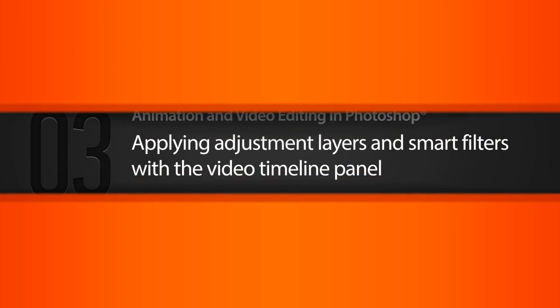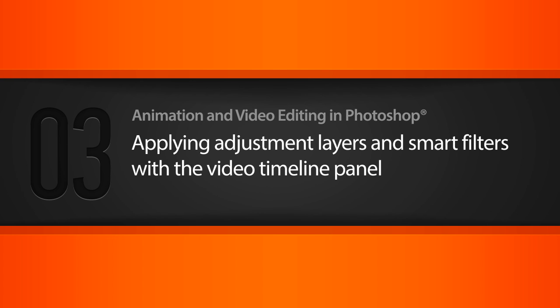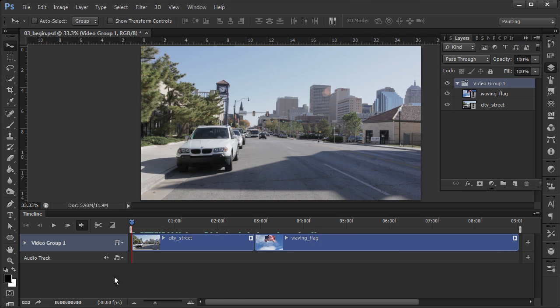In this lesson, we'll learn how to edit video clips using adjustment layers and smart filters in the video timeline panel. So let's go ahead and get started. Okay, so now that we've had the opportunity to become better acquainted with the timeline panel here in Photoshop, we can begin to explore adding additional visual edits.